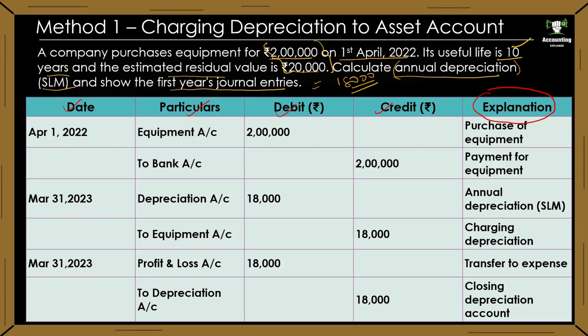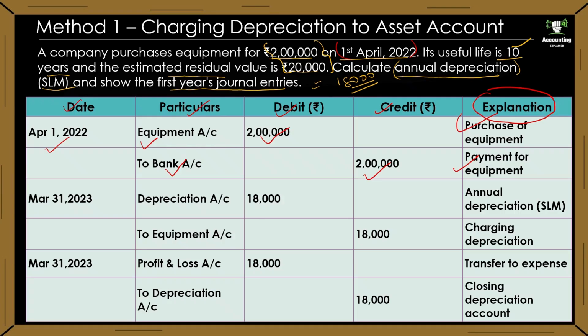Now, we have purchased equipment on 1st April 2022. So, on April 1, 2022, when you purchase an equipment, the asset value is going to be increased. So, equipment has to be debited. Equipment account debit, on the debit side, 2 lakhs. Purchase of equipment is the explanation to bank account. How are we going to buy the equipment? By giving a cheque, through bank. So, the bank balance is going to be reduced. When the bank balance reduces, it has to be credited because bank is an asset. To bank account, rupees 2 lakhs. Payment for equipment.